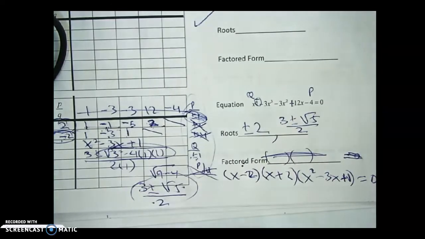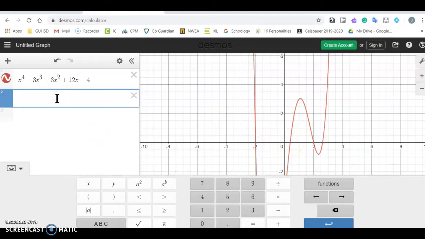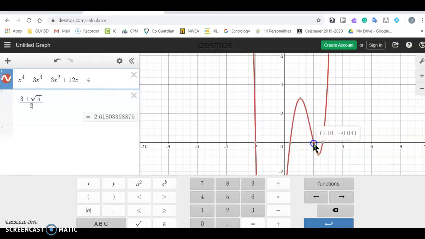Now if I were you, what I would have done is this. I would have gone over here and I would have just graphed it. And look, 0.382. So let's see. I would go 3 plus the square root of 5 divided by, oops, that didn't work out, did it? So let me do divide. So 3 plus the square root of 5 over 2. Oops. Okay, I'm doing awesome. And I get 2.61. Let's see if that's one of them.